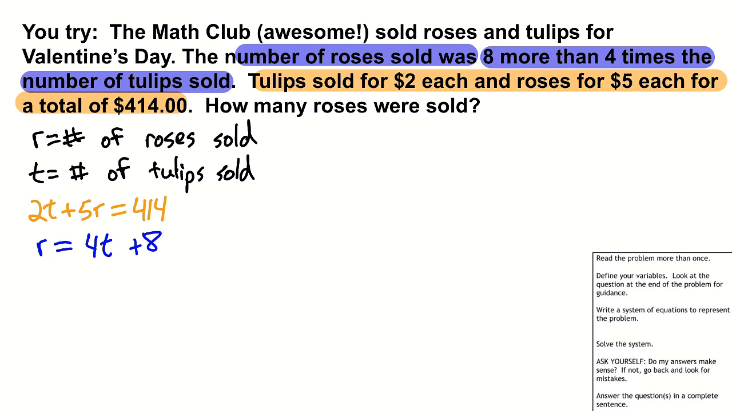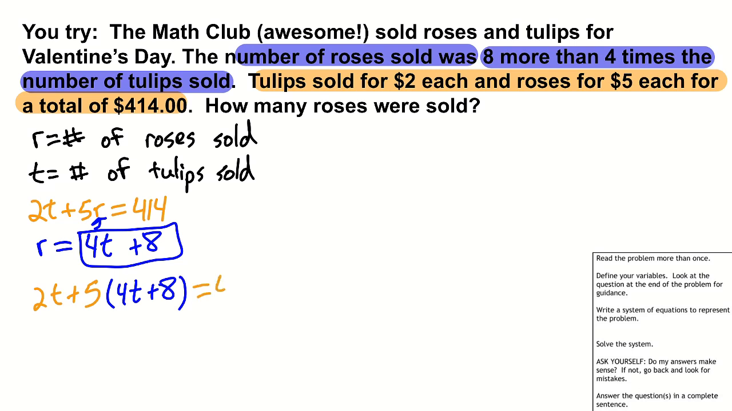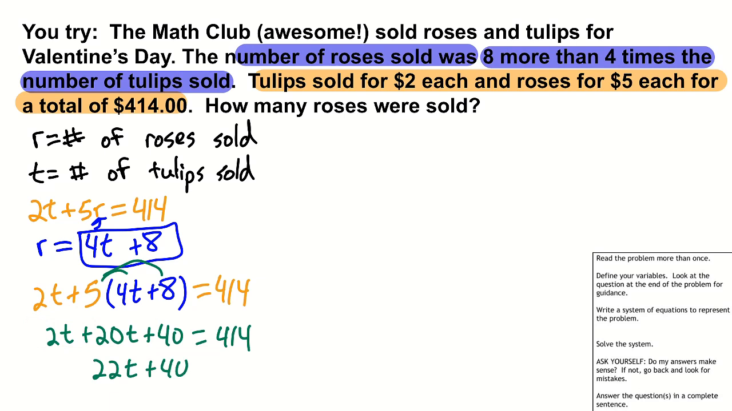All right, so now we're going to substitute this in for R right there. So we get 2t plus 5 times R. R is 4t plus 8, and that equals 414. I'm going kind of quickly because we don't have a ton of time left in class here. We have 2t plus 20t plus 40 equals 414. Now I can combine my t terms here to get 22t plus 40 equals 414.